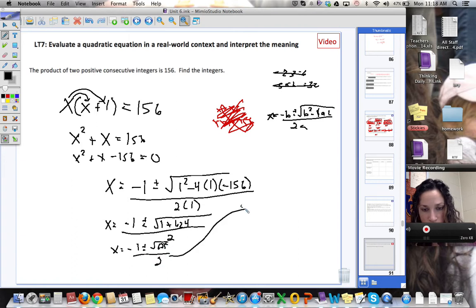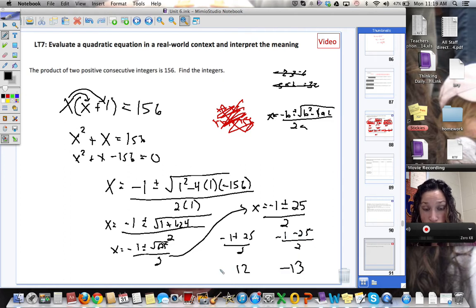I'm going to write this over here now. The square root of 625, what is that? 25, I think, yep. So x equals negative 1 plus or minus 25, all over 2. So I'm going to have negative 1 plus 25 over 2, and negative 1 minus 25 over 2. Then I get 24 divided by 2, which is 12, and negative 26 divided by 2, which is negative 13. So there are my two roots.